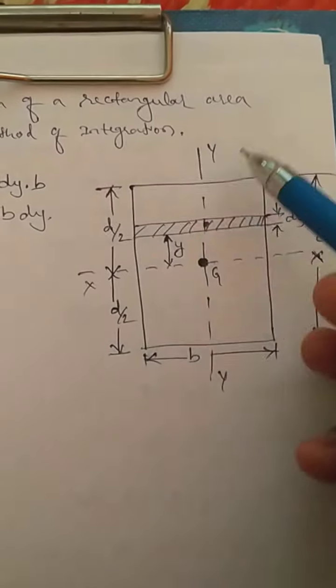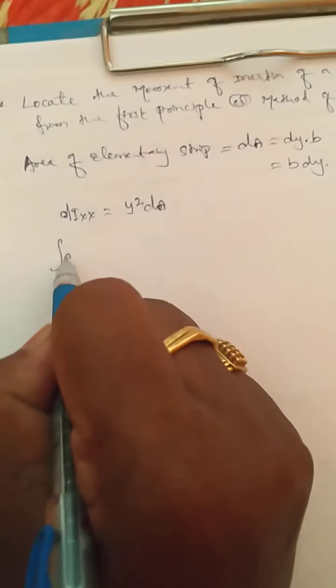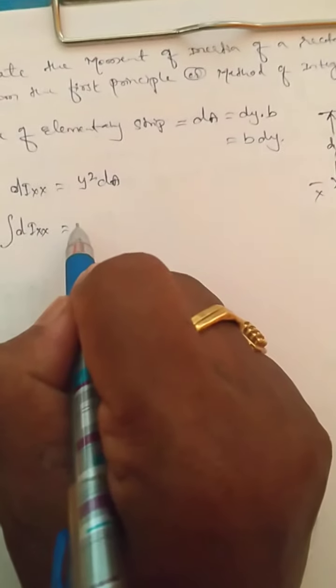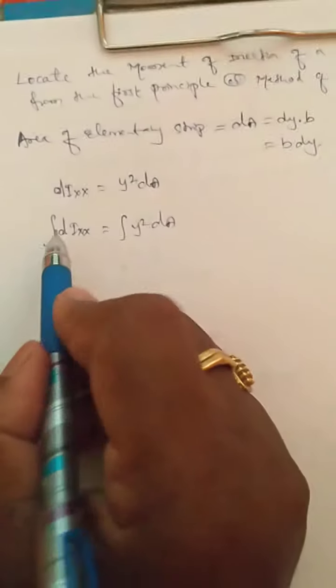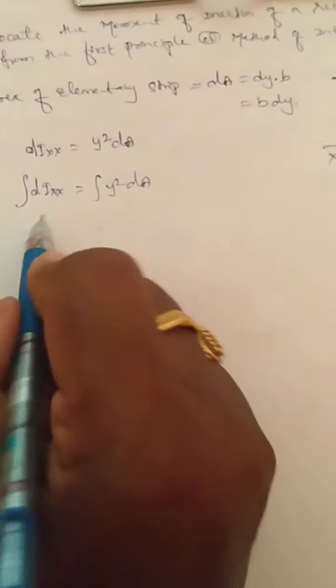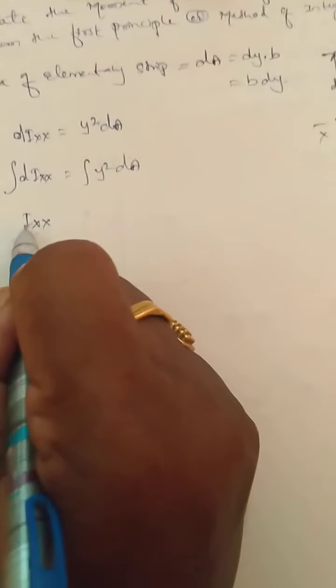Now if I wanted to calculate the moment of inertia of the entire rectangle by making use of this elementary strip area, I am supposed to integrate this dIxx, the smaller differential moment of inertia, which is equal to the integration of y square dA. The integral of the differential dIxx becomes Ixx. The moment of inertia about the central axis xx for this rectangle is given by the integration of y square dA.